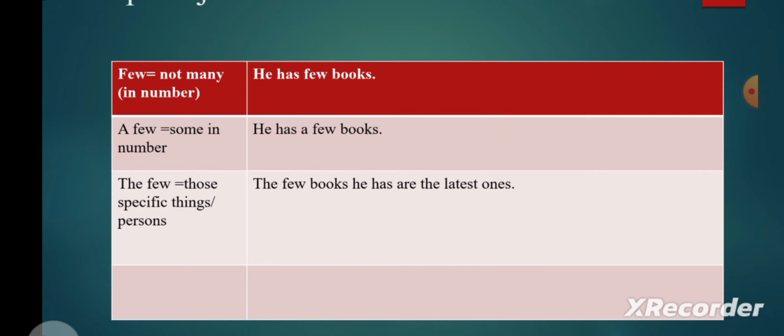Some important points about other adjectives like few, a few, the few. Few means not many in number. He has few books. Number two example is at that place we had few friends. A few means some in number. He has a few books. A few newspapers of our country are in agreement with the foreign policy of the government. We met a few strange persons on the road.